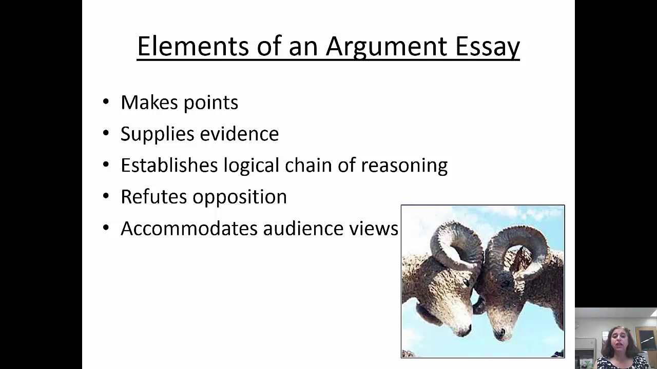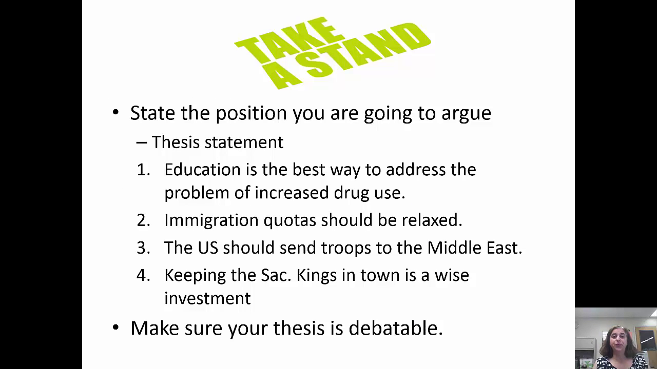In an argument essay, the writer will make a point, supply evidence to support the point, establish a logical chain of reasoning, refute the opposition, and accommodate the audience's views. The first step in writing an argument essay is to take a stand. This is where you state the position you're going to argue in the form of a thesis statement.